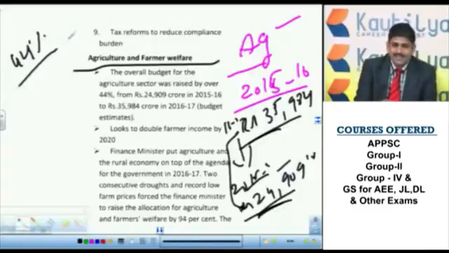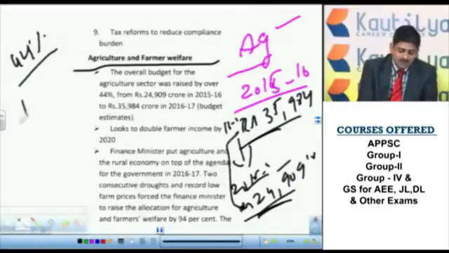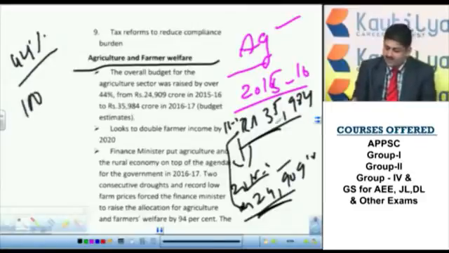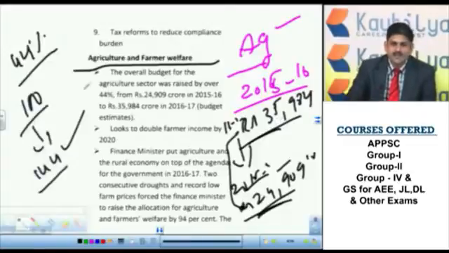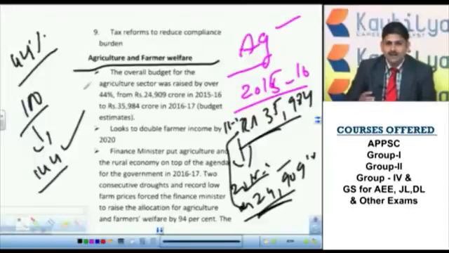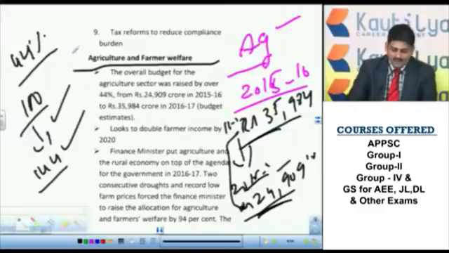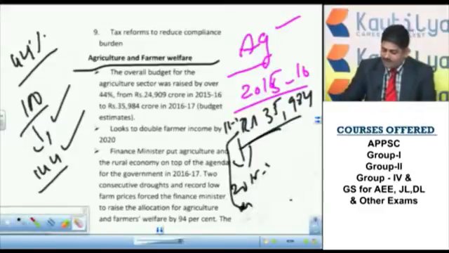What does an increase of 44% mean? Suppose it is 100 rupees in the 2015-16 financial year, then it is 144 rupees in the 2016-17 financial year. They may directly ask, for agriculture and farmer welfare, by how much percentage the allocation in the budget increased? That is 44%. You need not remember all these figures.